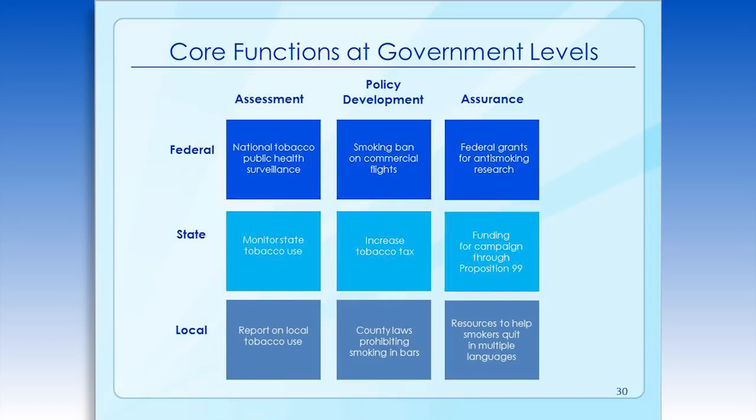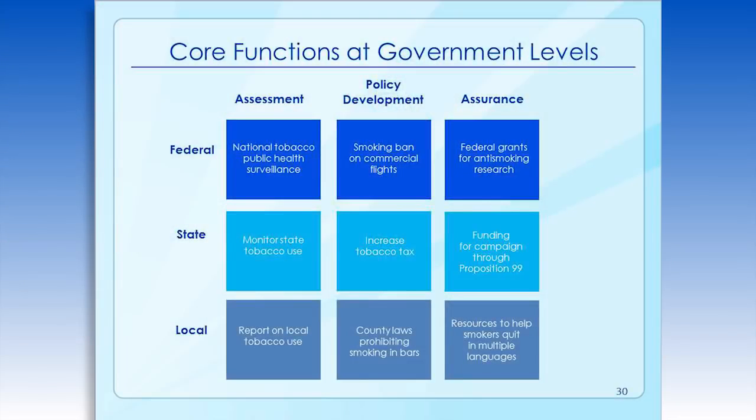At the state level, states also monitor tobacco use. States have autonomy for increasing tobacco taxes. If you look across all states, there are a whole bunch of different types of tobacco taxes. They're not all the same amount, and that's completely up to the states to regulate that. And then lastly, assurance, an example of that may be in a state that has a proposition, such as Proposition 99, I believe that was in California, funding for campaigns to prevent smoking.